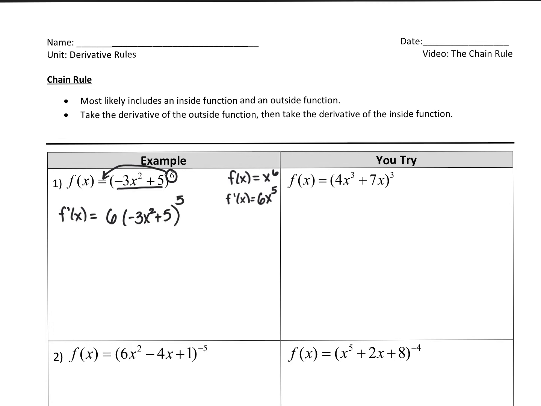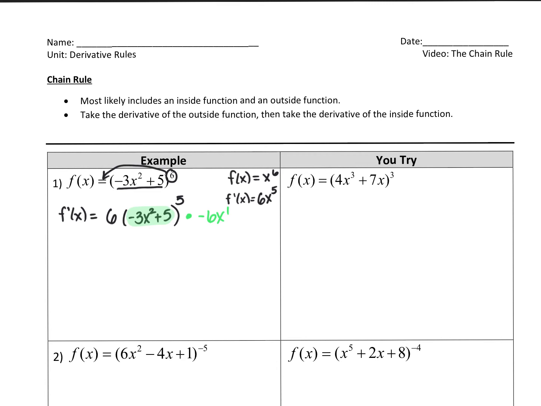But because of this inside function not just being x, we actually now have to take the derivative of the inside. So my inside function is negative 3x squared plus 5, and if I want to take the derivative of that, we'll use the power rule. So take the 2, multiply it by the negative 3, that gives us negative 6x, drop the power down by 1, and then the derivative of a constant is 0. So it would be negative 6x to the first times all of this.